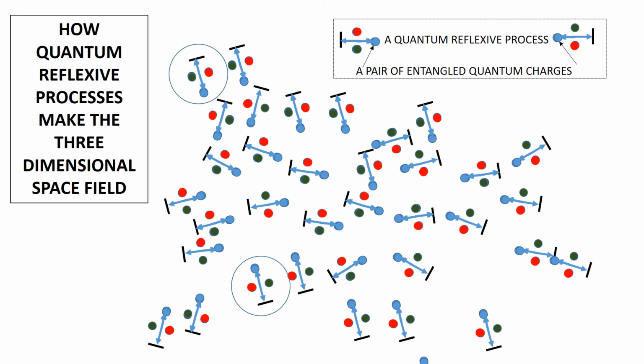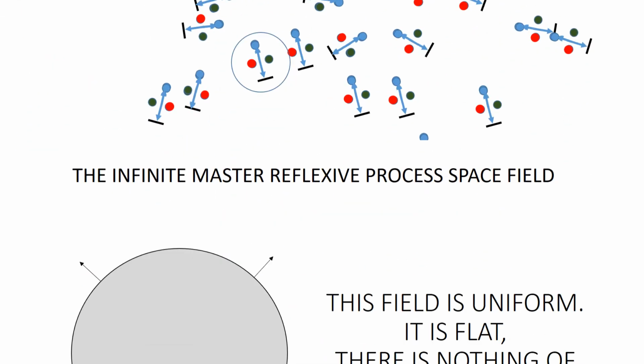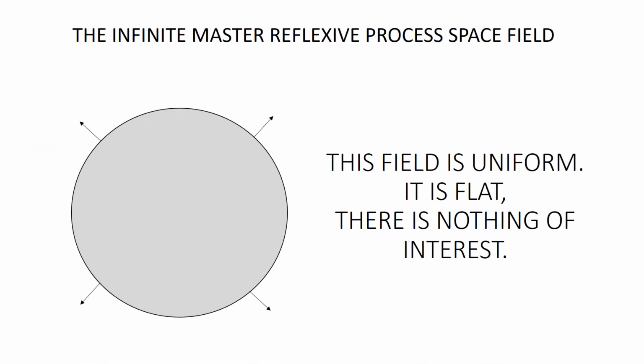In this diagram, we can see that everything is chaotic. There is no structure in this space. So we are looking at an immensely magnified, tiny part of a flat, uniform, universal field. From earlier, we are familiar with the idea of illustrating fields as disks. So here is our master reflexive process space field. We can see that it is very uninteresting.